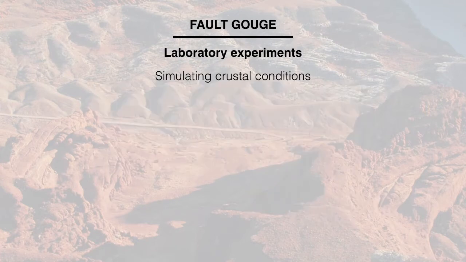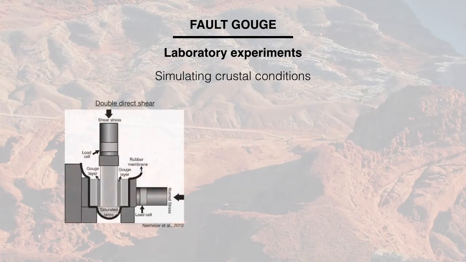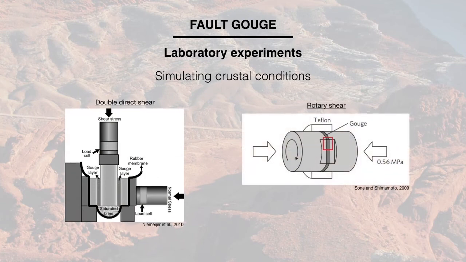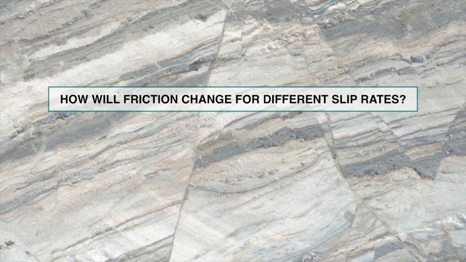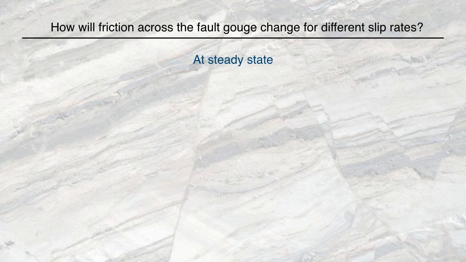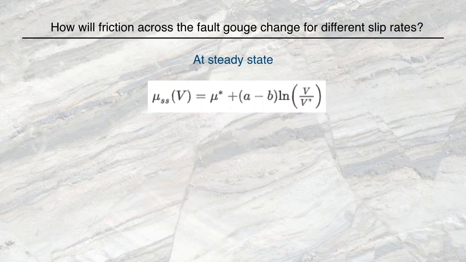As it is difficult to obtain values for friction directly, lab experiments are carried out instead. Studies have shown that as fault gouges develop, friction increases. For steady state, the rate and state friction can be simplified.